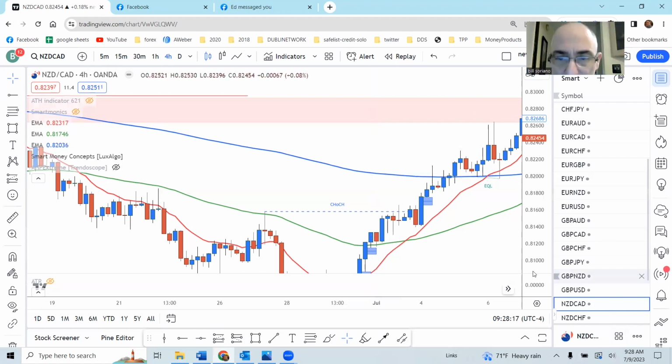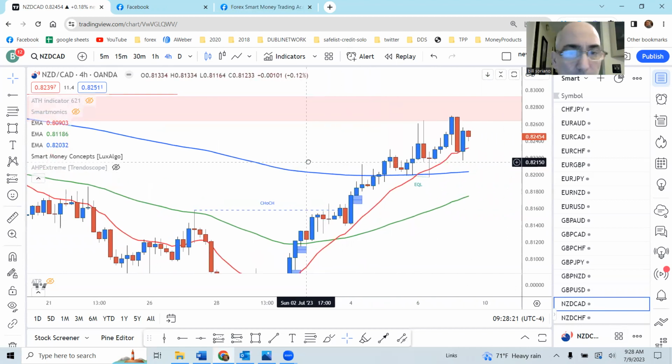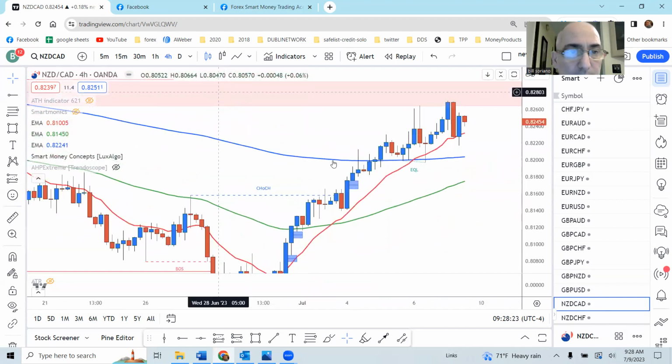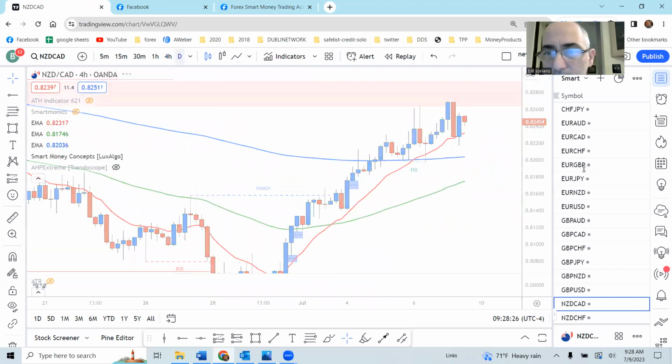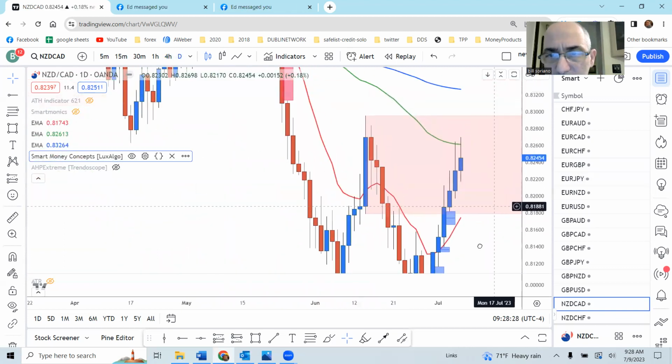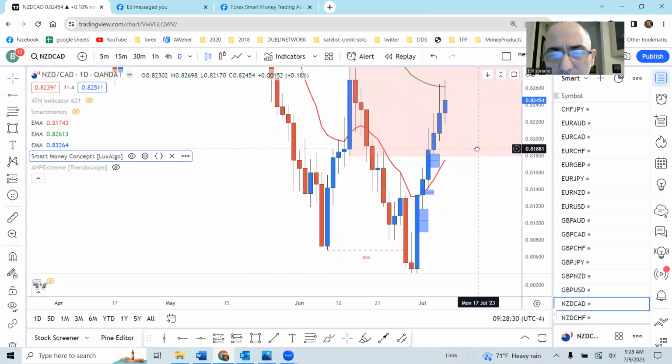Oh, sorry about that. Let's get back to where we were at here. Okay, NZD CAD. Let's look at the daily chart here. What were we saying? We're saying this is kind of bearish, right?